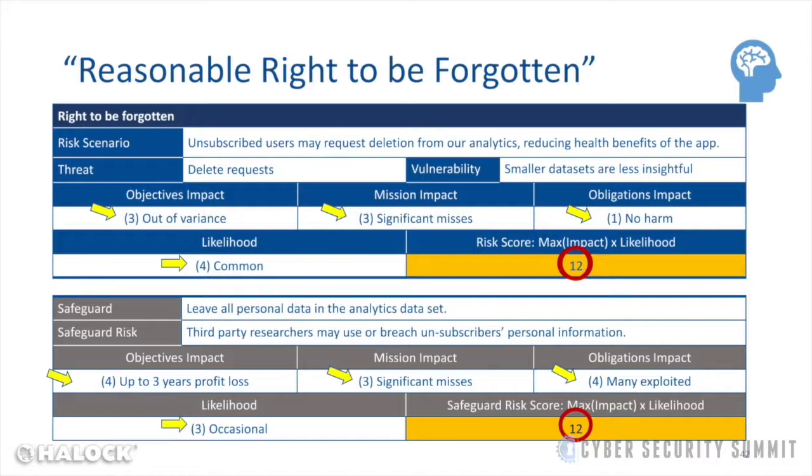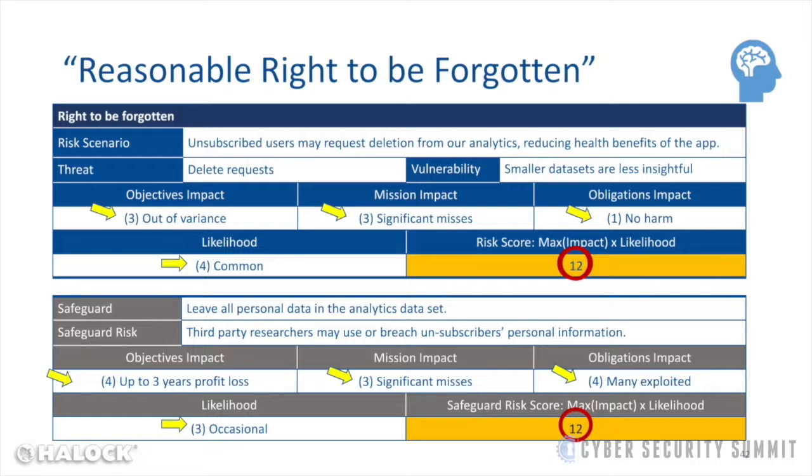But we think this is a common scenario if we get a lot of people starting to ask for their information to be removed. That would give us a risk evaluation of impact of 3. The likelihood would be 4, common. That gives us a risk of 12. In plain language, we think it's a common problem if we get enough people deleting their information from our application that we'd have these out of variance results.